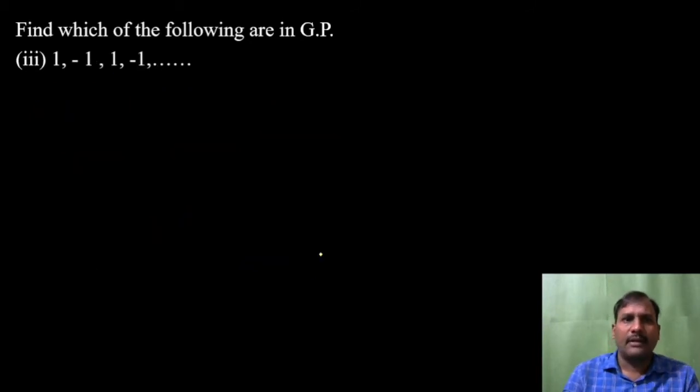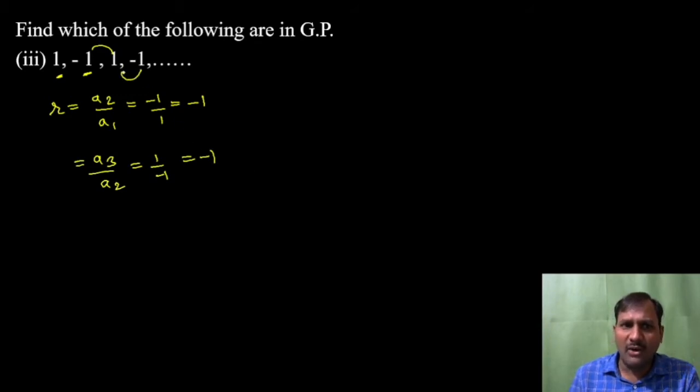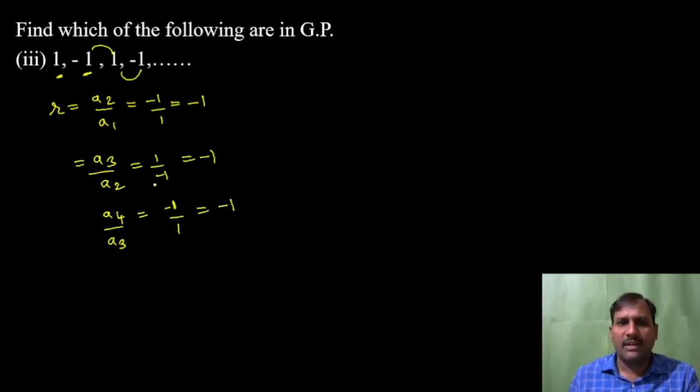Okay, next one: 1, minus 1, 1, minus 1 and so on. Let us find out the common ratio. A2 by A1 is minus 1 by 1, which is equal to minus 1. Now A3 by A2 is 1 by minus 1, which is also equal to minus 1. Now let us take A4 by A3: minus 1 by 1 is equal to minus 1. Therefore, the ratio between any two consecutive terms is the same. It is a GP.